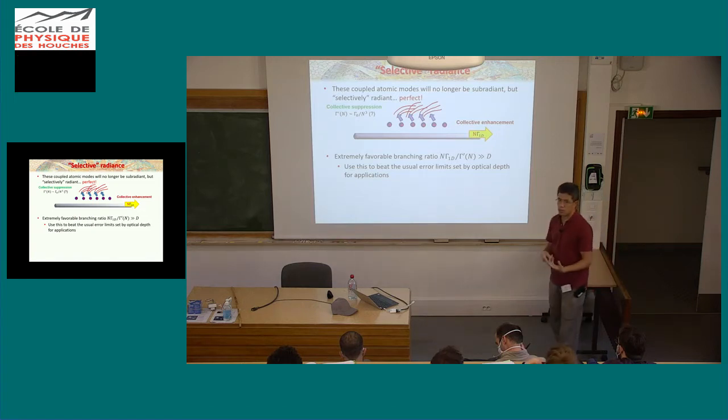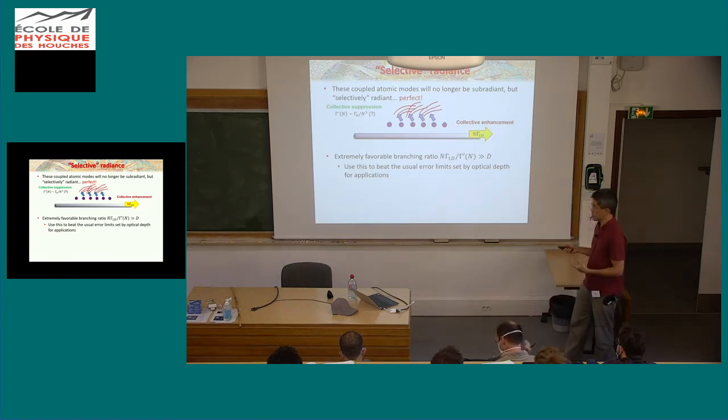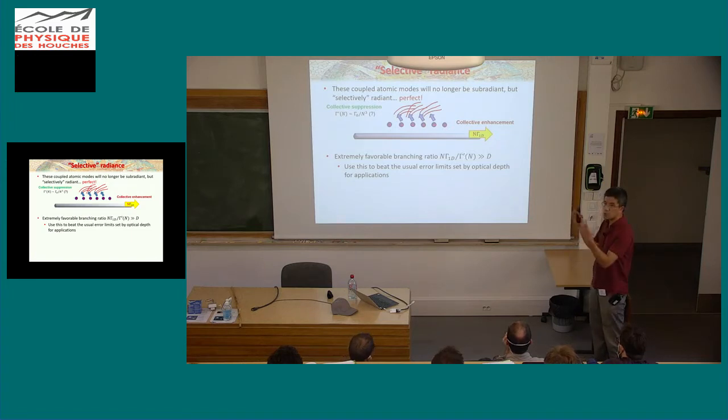And what dictates the fidelity of applications one would expect would be the branching ratio of n times gamma 1d over gamma prime. Recall that if I assume independent emission, like in the Maxwell-Bloch equations, then gamma prime is just independent of n. It's just the single atom emission rate. So this ratio becomes the optical depth of the medium. It's linear in the number of atoms.